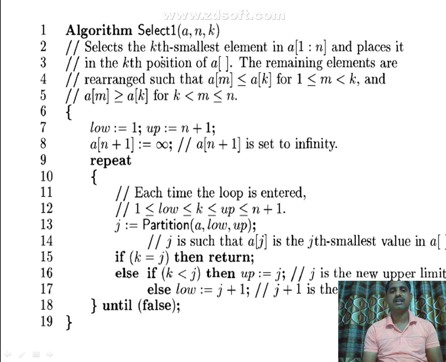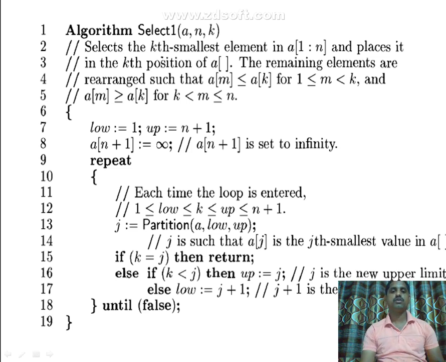So how does Select work? First of all, we set low equal to 1, then up equal to n plus 1, then e of n plus 1 equal to infinity. That is, e of n plus 1 is set to the infinity value. So first is the low, and up equal to n plus 1. Then each time the loop is entered, 1 is less than or equal to low, less than or equal to k, less than or equal to up, less than or equal to n plus 1.